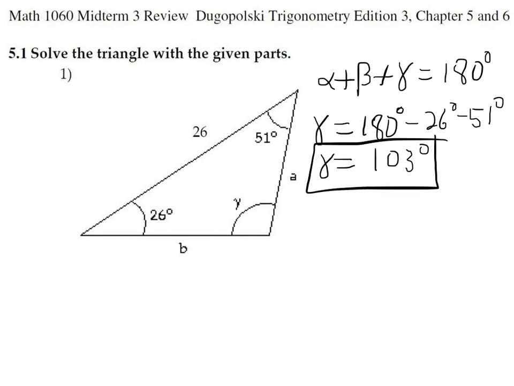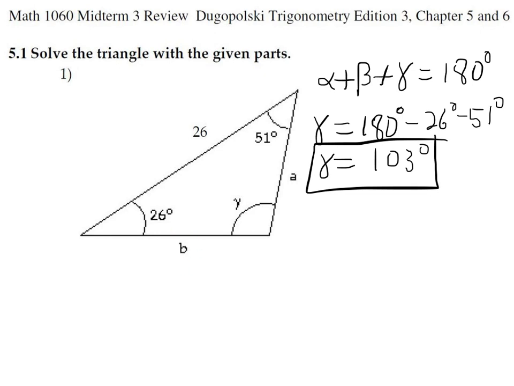Now, instructions say solve the triangle, so we need to find all six. We have two angles and a side. We now have a third angle. What's missing is A and B. And by the way, because this is not a right triangle, gamma is not 90 degrees, we cannot use the Pythagorean theorem. A squared plus B squared does not equal C squared in this problem, only for right triangles. But we use the law of sines.